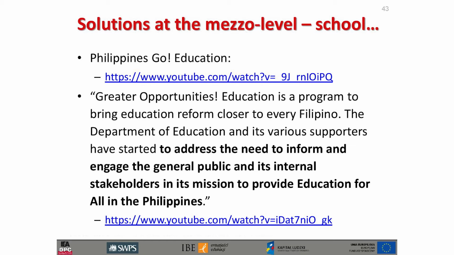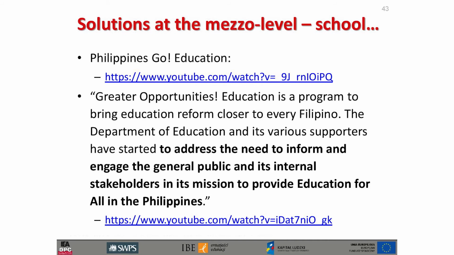This is the meso level, also a probably provocative thing, because it concerns the school system but also local schools. This is something that was applied in the Philippines recently, and they advertise schooling with this text here: greater opportunities. Education is a program to bring education reform closer to every Filipino. The Department of Education and its various supporters have started to address the need to inform and engage the general public, so it addresses everybody, and its internal stakeholders, in its mission to provide education for all in the Philippines.